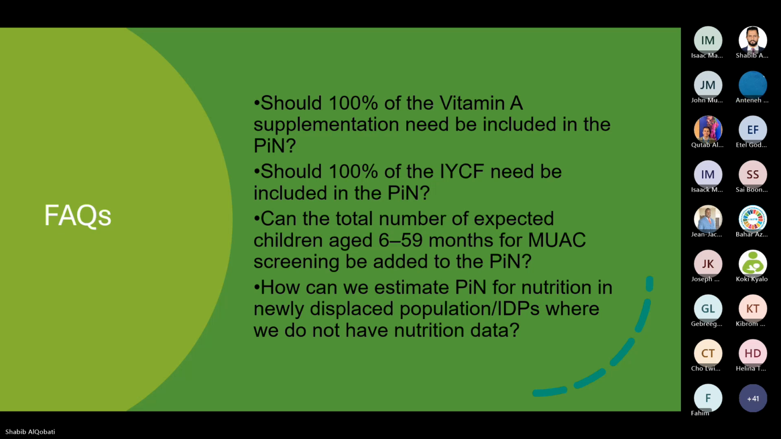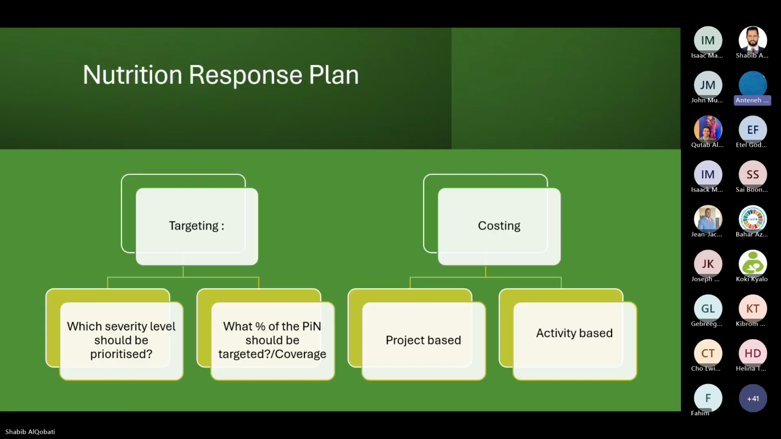Next slide. So now we move to the response planning aspect. We look at two major areas briefly. One, how do we set targets? Especially this year, it is important to know what percentage of the PIN should be included in the target. And of course, the other aspect is the costing strategy. What kind of costing strategy? Is it project-based or activity-based that we should consider applying in our HNRP in our countries? Let's continue. Next slide.